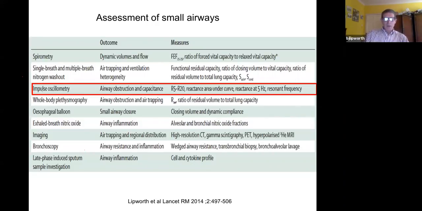So that's why I'm going to focus on impulse oscillometry. And the reason that we adopted it in our clinical practice, so anyone who walks through the door in my clinic gets airway oscillometry and spirometry measured routinely, is that it only adds a minute or two onto the routine procedure of spirometry.